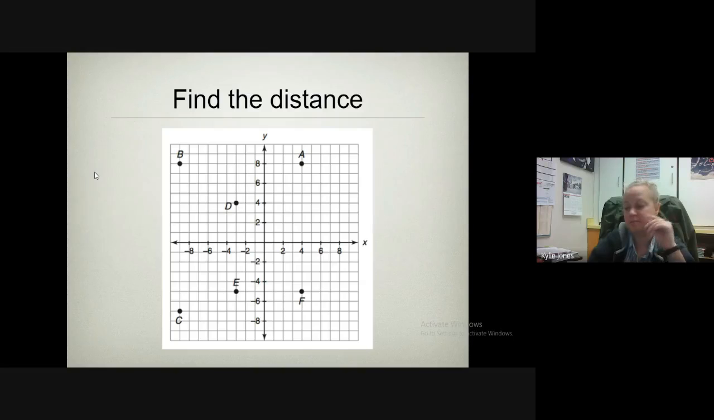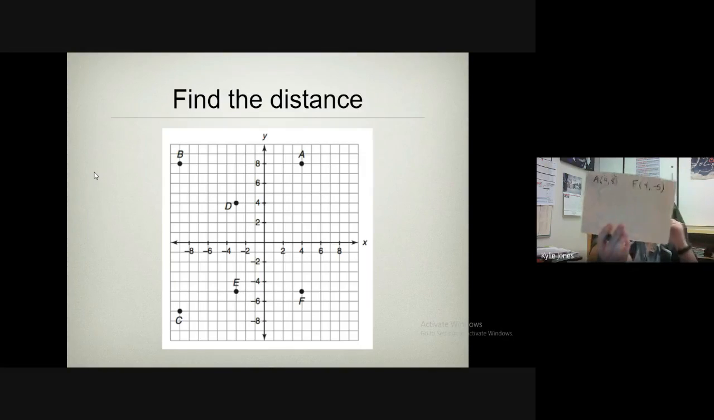Let's see, what's the next slide? Let's look at the next one. I'm going to get another piece of paper, and I'm going to give you 2 points and have you find the distance between them, and then we'll look at it. I want you to try on your own. I know we just started it, so just try it. Between A, which is 4, 8, and then F, which is 4, negative 5.